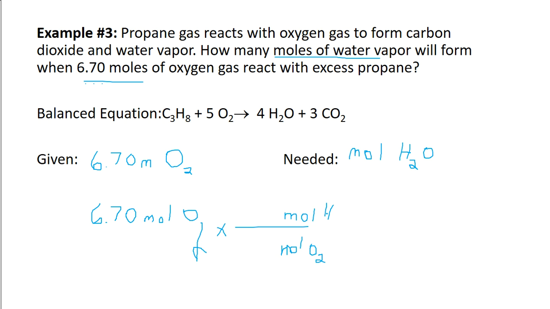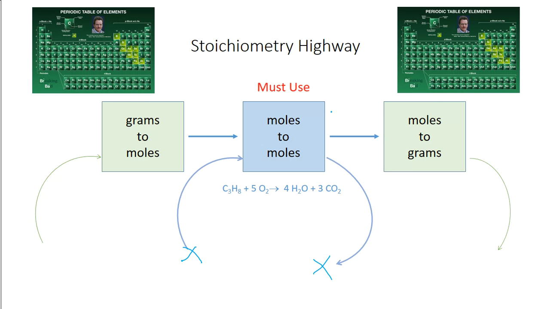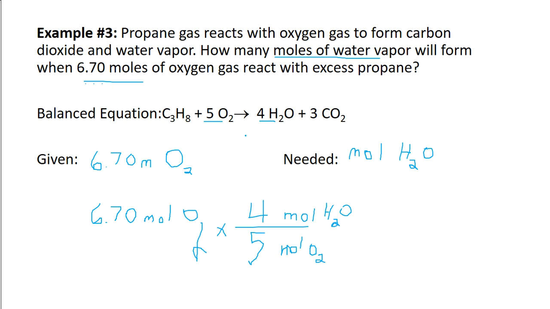And if we look up there, you will see that the relationship of water to oxygen is 4 moles of water for every 5 moles of oxygen. So the 5, the coefficient, stays with the oxygen, and the 4 stays with the water. And that's it. We're done. As we just pointed out, we're going moles to moles, so we just needed the balanced equation. So 6.7 times 4 divided by 5 is our answer.